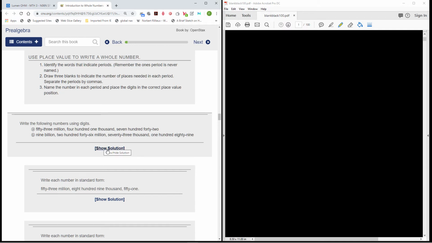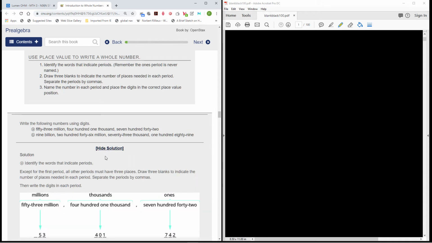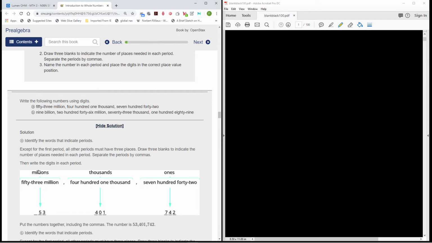Now we're going back the other way, where they're giving us the phrases and they want numbers this time. So we have 53, that's going to be in the millions place. Then in the thousands place we have 104, 401,000 there in the thousands period. And 142, 742 in the ones period.